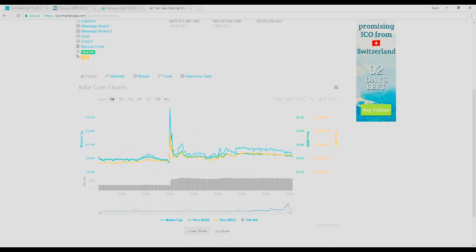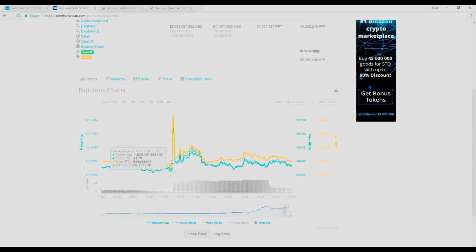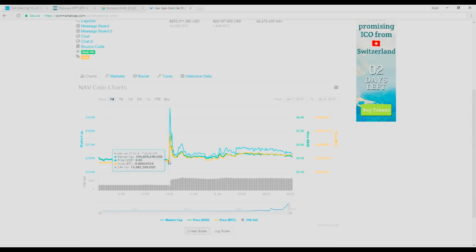And then the latest one that happened just a few days ago is called Navcoin. Again, this one's very similar to PPT. It starts at about $3.93, goes up to a peak of $5.53, and then straight back down to just a bit above the initial price.